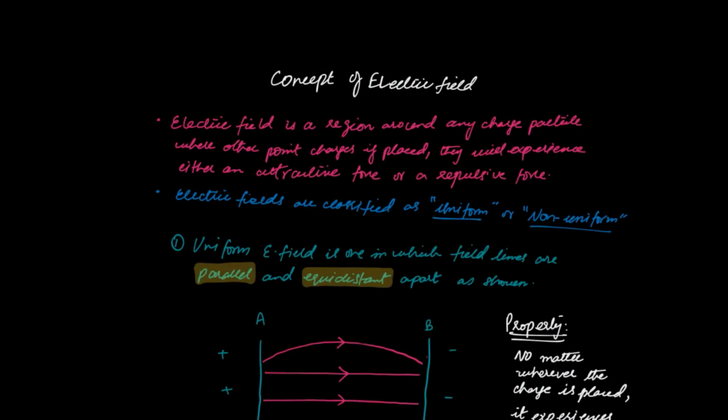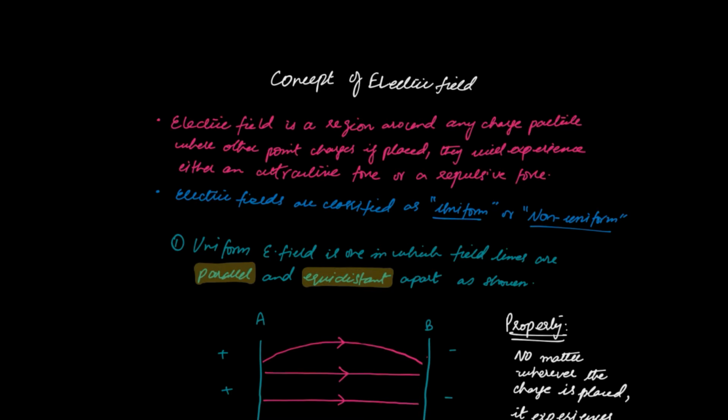Okay, so we are going to learn the concept of electric field. So what is an electric field? An electric field is a region around any charged particle where other point charges, if placed, will experience either an attractive force or a repulsive force. And we will see in the following lecture how they experience an attractive force or a repulsive force.